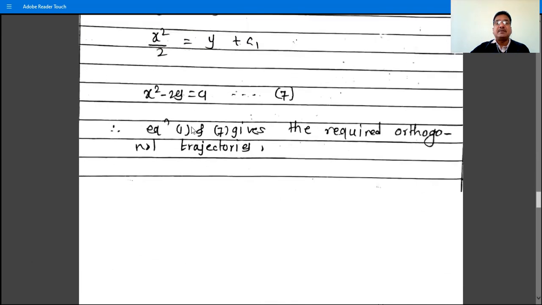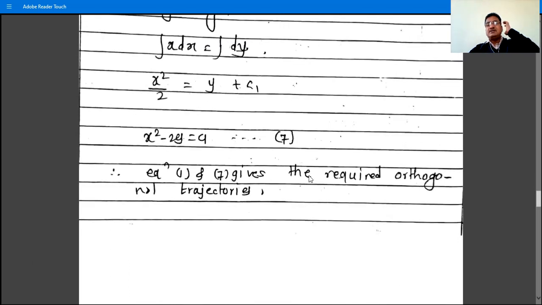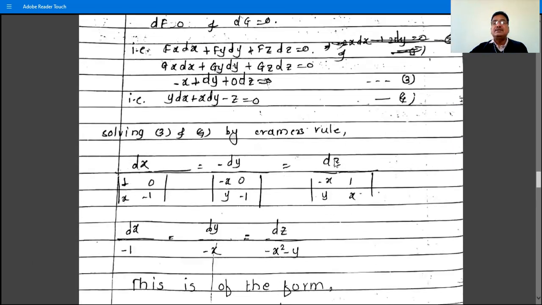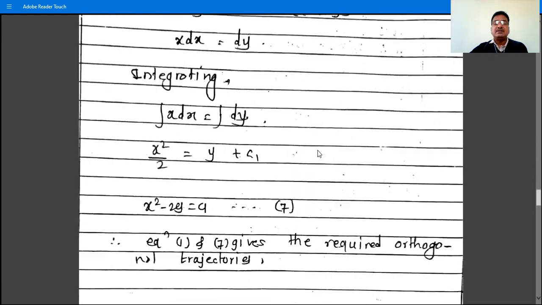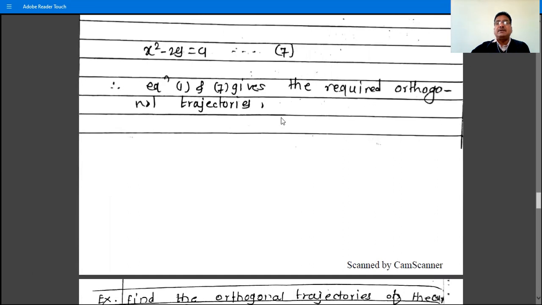This is equation number 7. And write then 1 and 7. What is 1? 1 is the equation of the surface. So 1 and 7, write the last sentence that 1 and 7 give the required orthogonal trajectories.